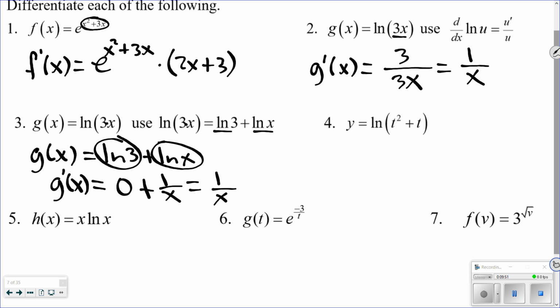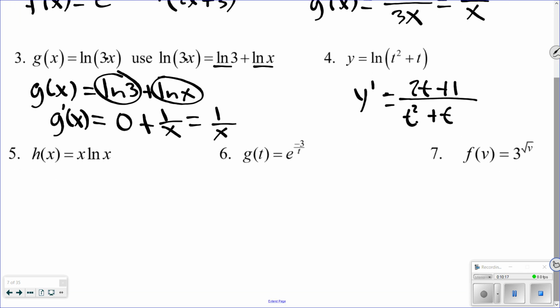So I want to take the derivative of the ln of t squared plus t. So again, when you go to take the derivative of an ln, y prime equals the t squared plus t goes on the bottom. And then the derivative of t squared plus t goes on top. We're finished.